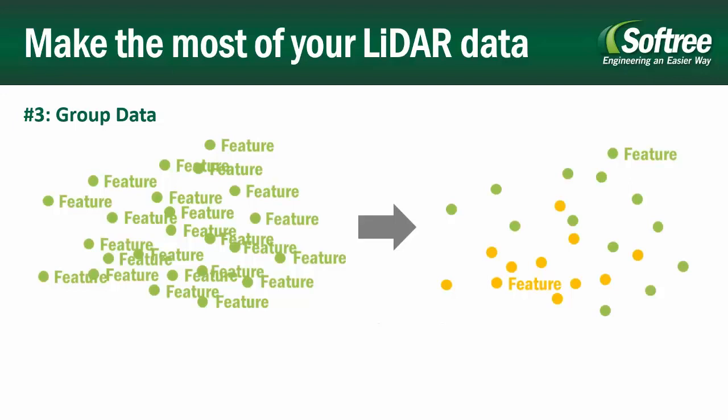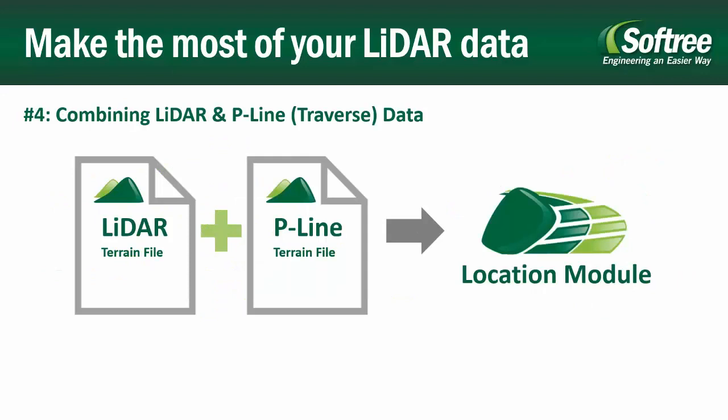Our third tip, and this really works only with ASCII data sets, is that you can combine features when importing to save on memory. We won't be covering this part as we're working with a LAS file, and this imports as grouped features automatically. And if you're working with LiDAR data and a field traverse, your LiDAR data can be used for the cross sections, while the traverse can be used for calculating offsets. We're going to show you an example of this process at the end of the demo.